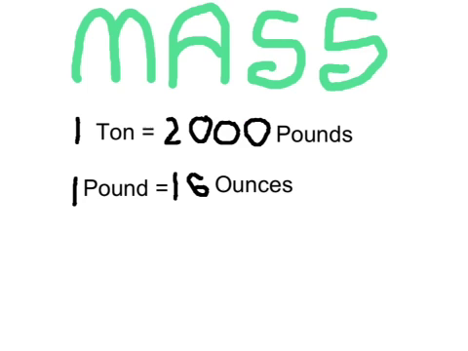In the U.S., mass is measured in ounces, pounds, and tons. 1 ton equals 2,000 pounds. 1 pound equals 16 ounces.